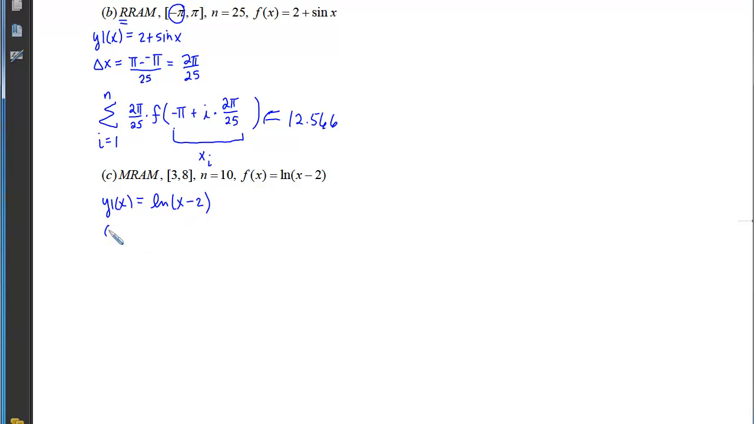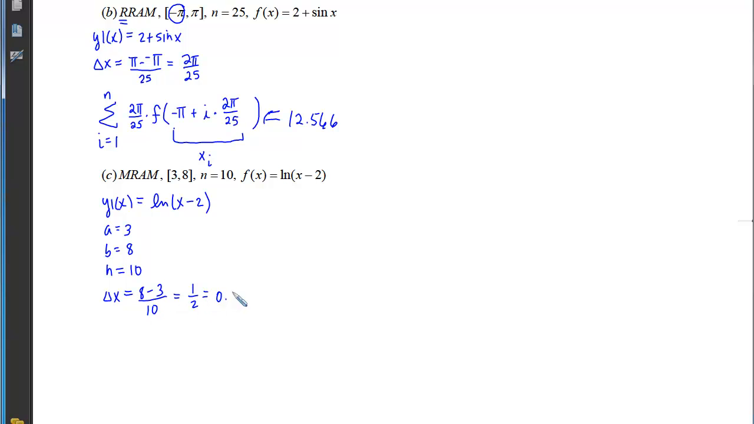For our third and final example, we need y1 to equal that log natural of x minus 2. We need our a, which is 3. We need our b, which is 8. We need our n, which is 10. We need our delta x, which is b minus a over n, which is 5 over 10, which is 1/2 or 0.5.